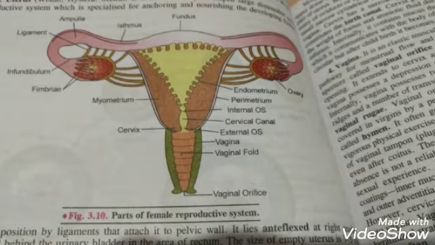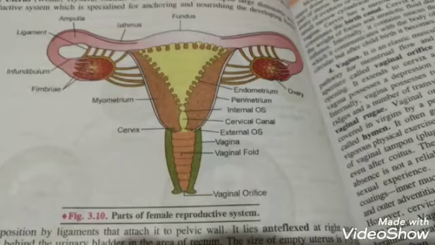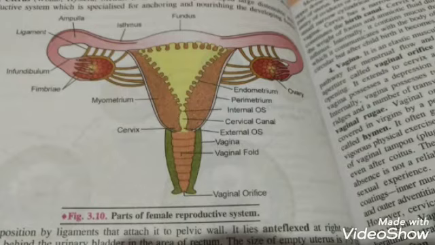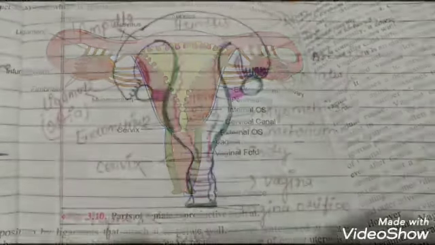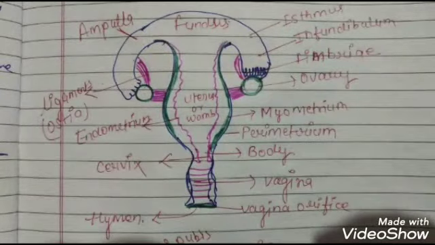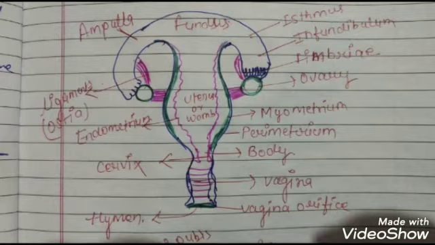The fallopian tube is also called the oviduct. The part of the oviduct closer to the ovary is funnel shaped, which is called infundibulum. The edges of the infundibulum possess finger-like projections called fimbriae, which help in collection of the ovum after ovulation. What is ovulation? Releasing of the ovum or egg from the ovary is called ovulation. Just learn this for now.